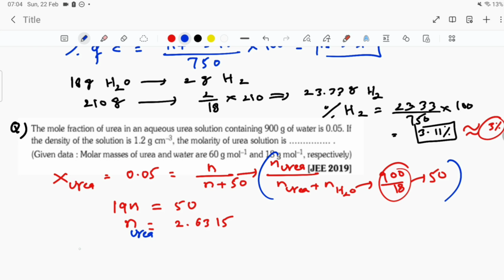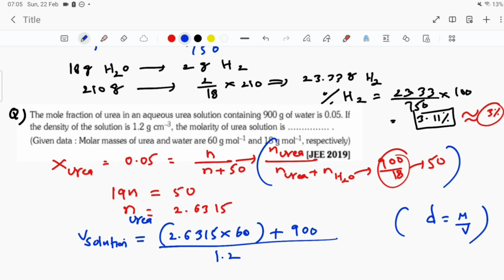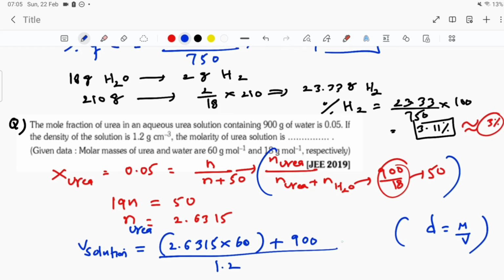So now the volume of solution is equal to what we can write now? 2.6315 moles of urea, which means the weight of urea, plus the weight of water, by the density of solution. So we know density is equal to mass by volume. Same formula I am using here, mass by volume. Here volume is equal to mass by density. So now the volume of solution, how much are we getting? The volume of solution is approximately 881.5 ml.